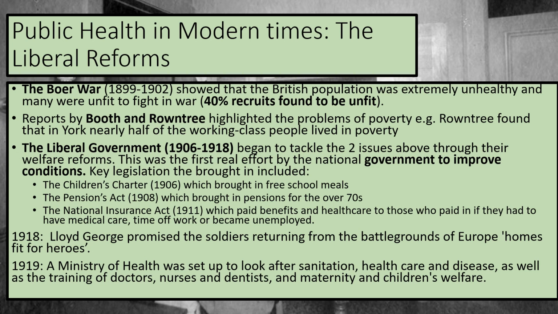At the bottom there, we've got a couple of other examples of other things that are going on at this time. For instance, David Lloyd George promised the soldiers returning from the battlegrounds of Europe homes fit for heroes, and they do provide a lot of homes for these British soldiers that return from the war. We also get something called the Ministry of Health being set up in 1919, which was set up to look after sanitation, healthcare and disease, as well as the training of doctors, nurses and dentists, and providing things like some maternity and children's welfare. So there's certainly been some massive improvements under the Liberals in the 1900s.